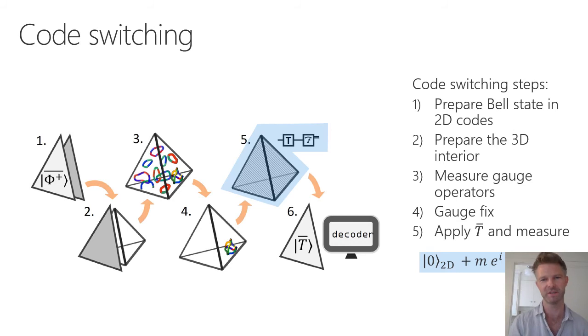But the reason, of course, is that we remember that we had this Bell pair that we produced. So in fact, this will teleport the T gate to the other half of the Bell pair. And at this point, we need the outcome of that measurement that we did of the 3D color code in order to know whether we have the T state or we have something orthogonal to the T state.